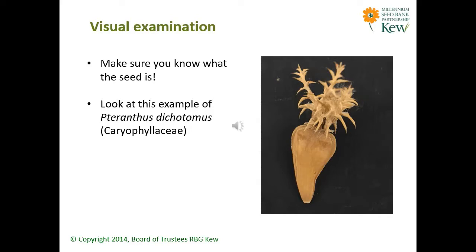So before you begin cleaning, it's important to make sure you know exactly what the seed is. Here is an example of Velezia rigida from the Caryophyllaceae family. Now you might think the seed is the large brown triangle shape at the bottom, but actually the seeds are much smaller and are hidden inside the spines. If you weren't careful and didn't know exactly what you were looking at, it would be very easy to lose the seeds from this collection.